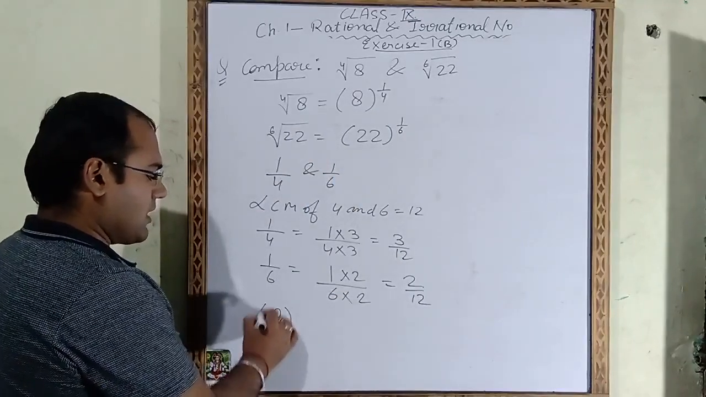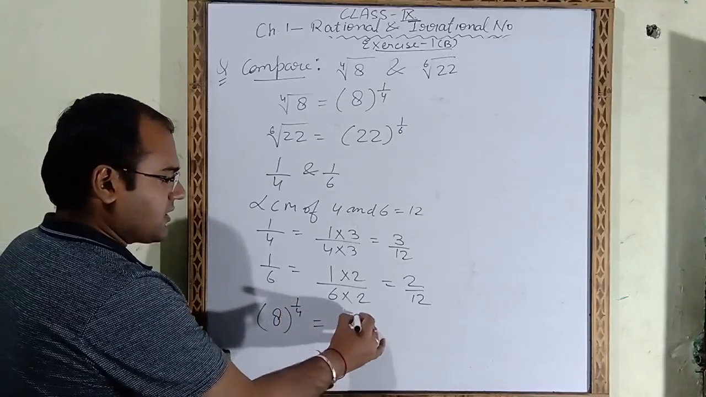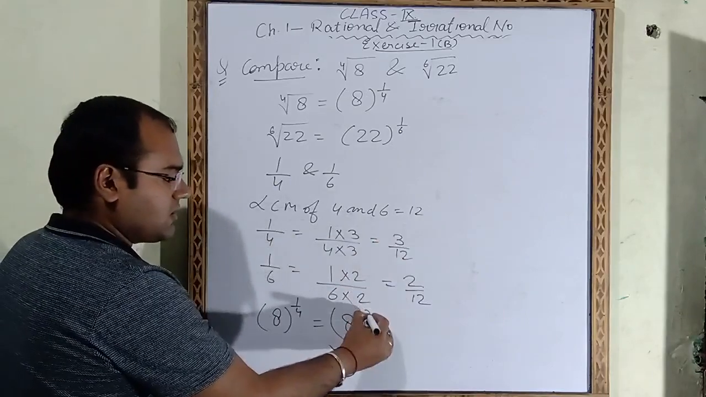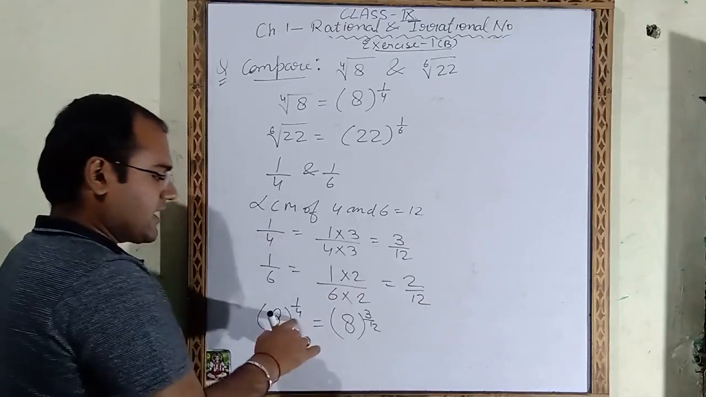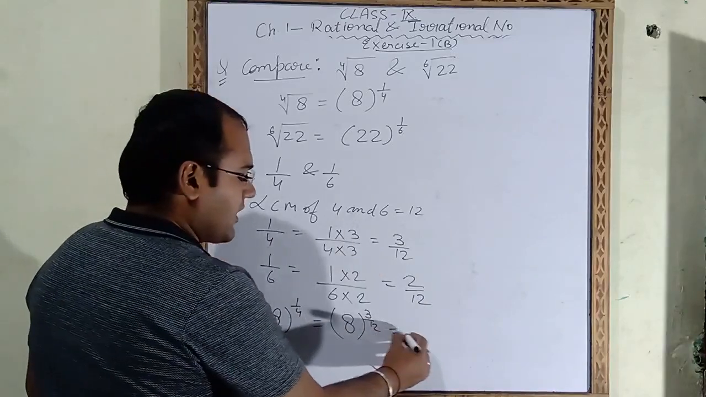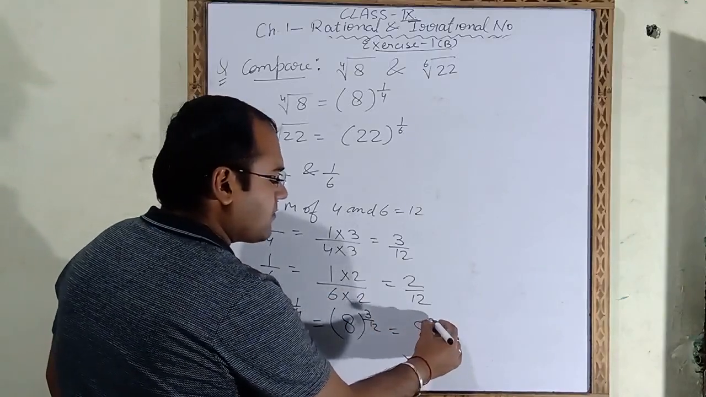8 raised to the power 1 upon 4 means 8 raised to the power, instead of 1 upon 4 we can write 3 upon 12, because 1 upon 4 is equal to 3 upon 12. That's why instead of 1 upon 4 I had written here 3 upon 12. This 3 we will take inside. That means 8 power 3.